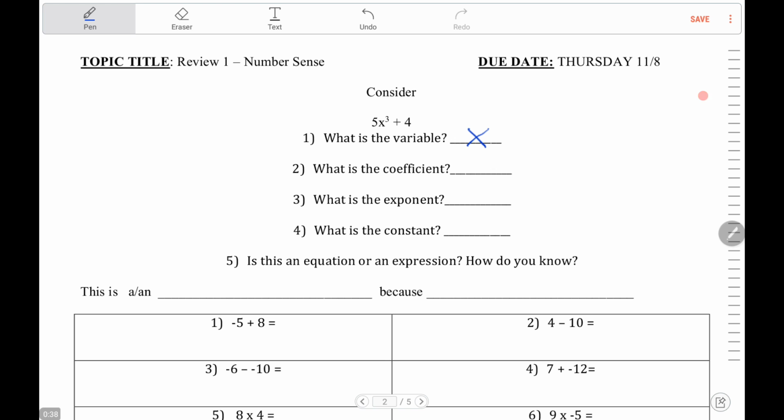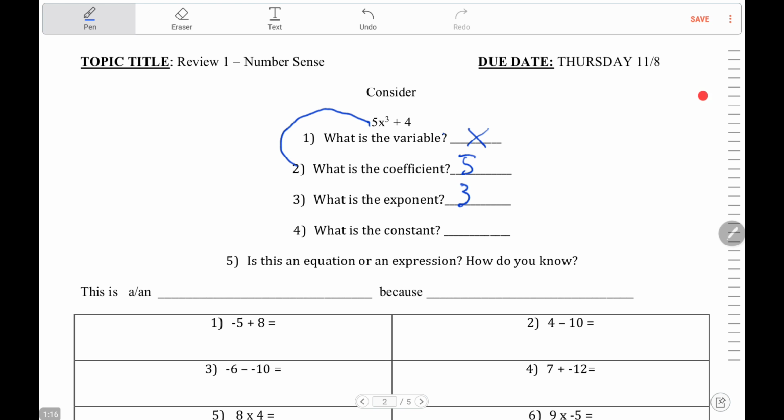What is the coefficient? Well, you need to know what the variable is to know what the coefficient is. Coefficient is the number in front of a variable. So what's in front of the variable? That 5. What is the exponent? That's a number that's the power. Whatever number you see floating above the variable, that's the exponent. So that's a 3.